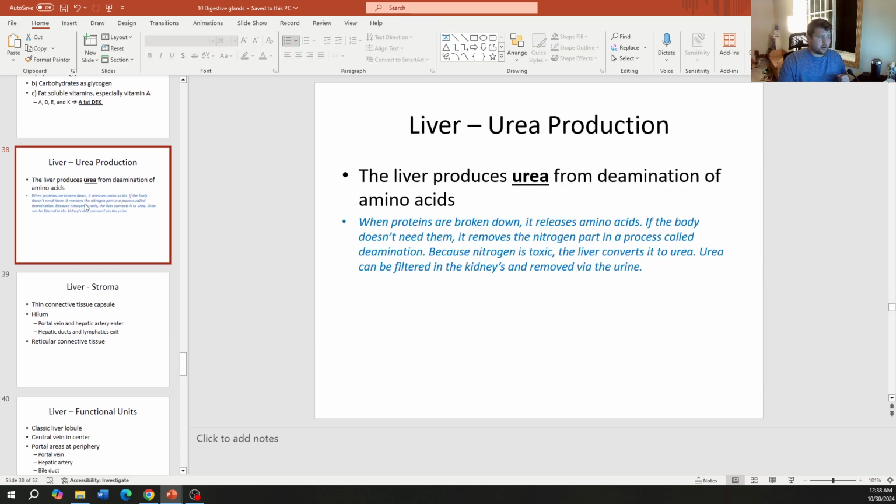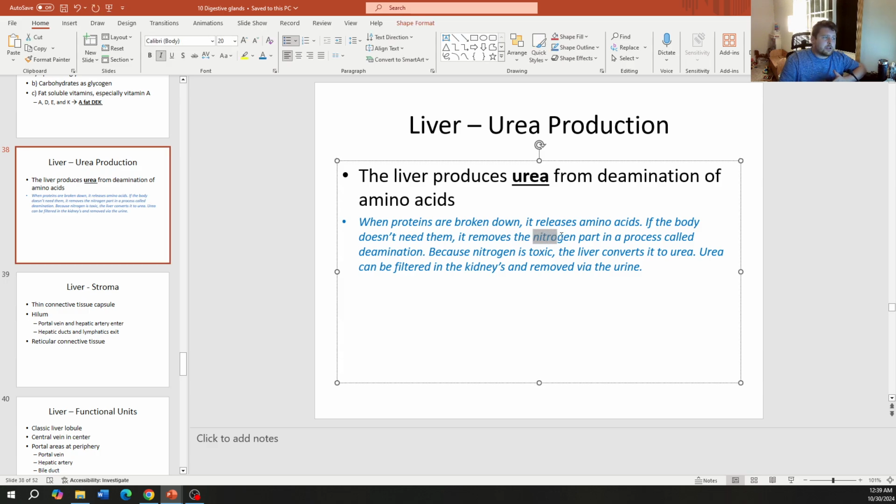Finally, another function of the liver is urea production. The one thing in our body that we really can't store is our proteins and amino acids. We produce them, we use them, and then that's kind of it, okay? So when proteins are no longer useful to us, we break them down, and they need a place to go. So what happens is when they get broken down, the nitrogen part of amino acids, remember the amino part is the nitrogen that's on there, the NH3.